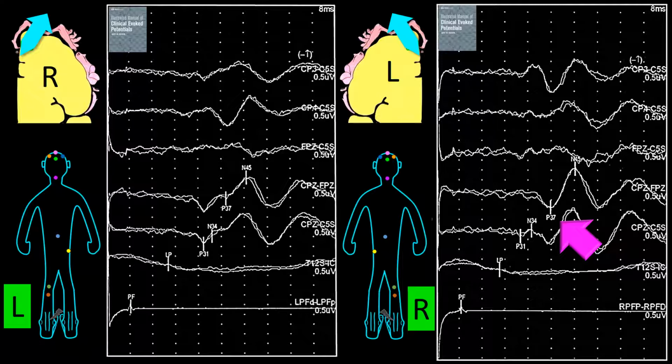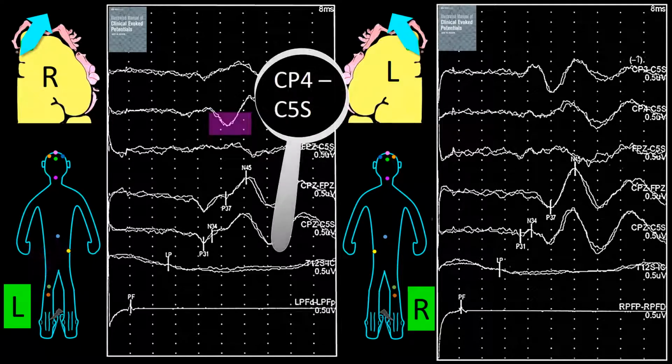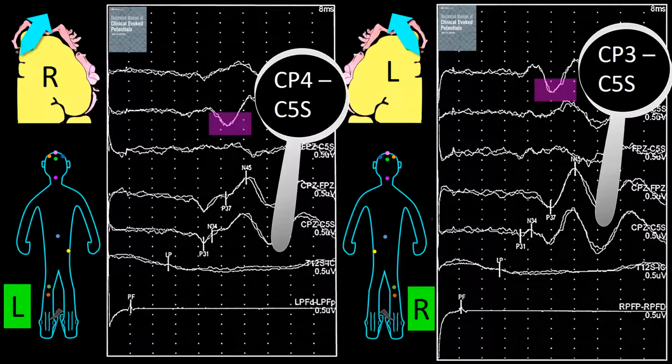In this instance, P37 is clearly seen at the CPZ to FPC derivation, but is more marked or better seen in the left centroparietal region. That is, in the derivation that goes from the left centroparietal region to the posterior cervical electrode. So, with left stimulation, the evoked potential was maximal at the C4 to C5 derivation. With right stimulation, P37 was best seen at the CP3 location, that is contralateral to the stimulus in both situations.